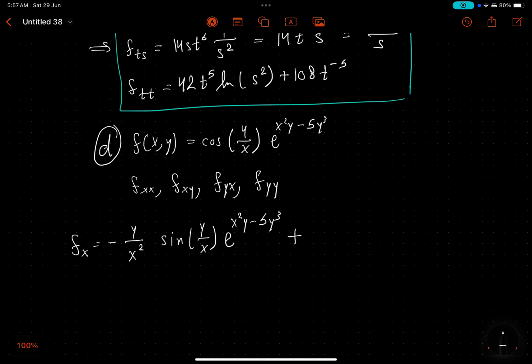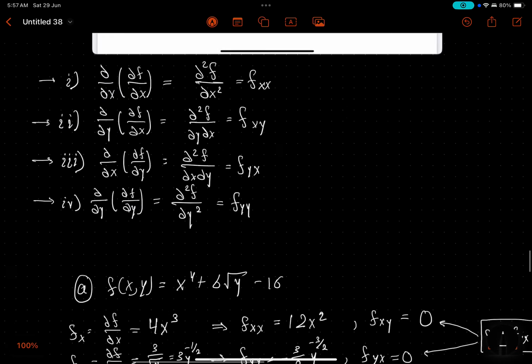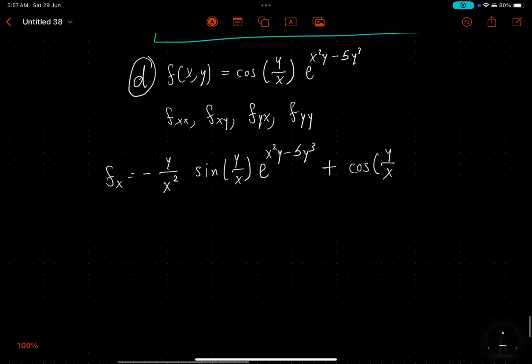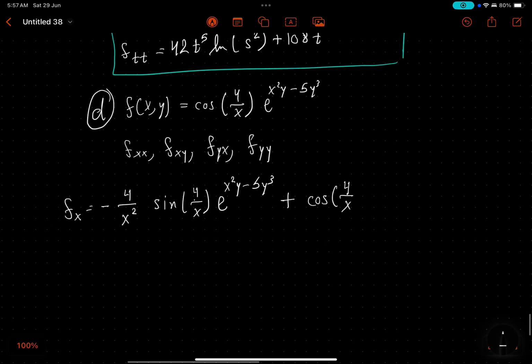Now for our second part of the chain rule, we're going to do cosine of the product rule, cosine of 4 over x. Let's make sure, is this y or 4? Okay, this is 4. This is 4, and this is 4. So cosine of 4 over x.